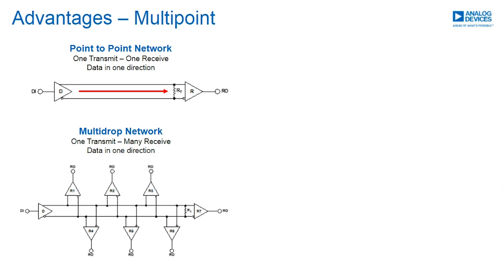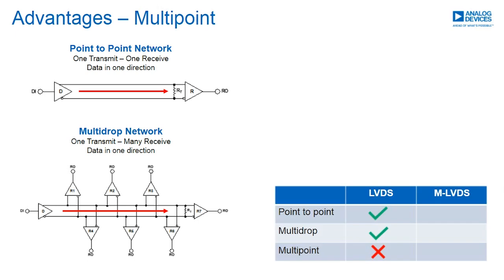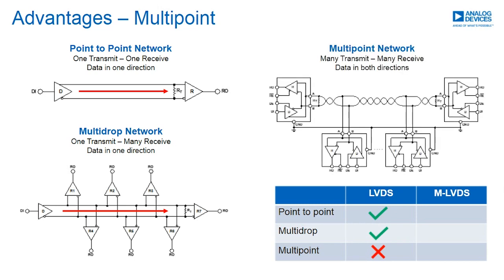The LVDS standard supports both of these cases, but it does not have support for multi-point communication. For example, in this multi-point network, data can flow in either direction. This allows a large number of devices to communicate over the same differential pair. The M-LVDS standard adds support for these multi-point networks, as well as supporting point-to-point and multi-drop.